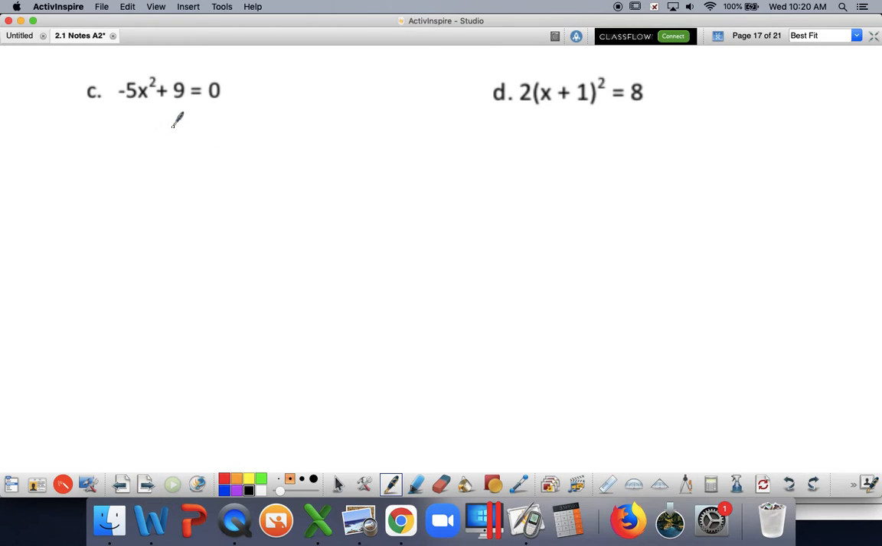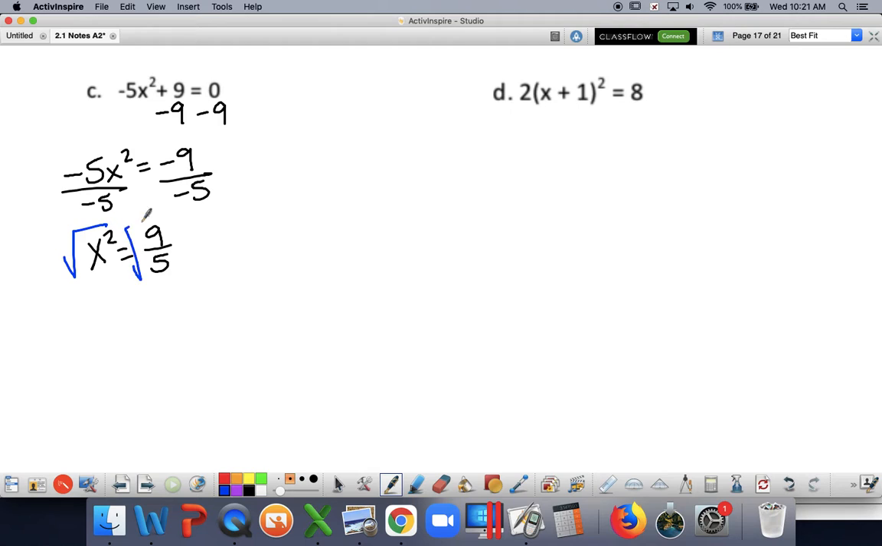Let's do letter C. Similar idea. I'm going to subtract 9 from both sides. Going to divide by negative 5. So I get x squared is equal to positive 9/5. Remember, a negative divided by a negative is always positive. I'm going to take the square root of both sides. So I get that x is equal to positive or negative square root of 9 over square root of 5.